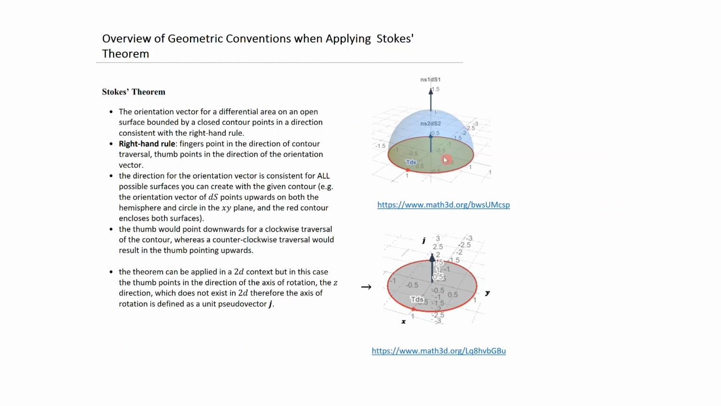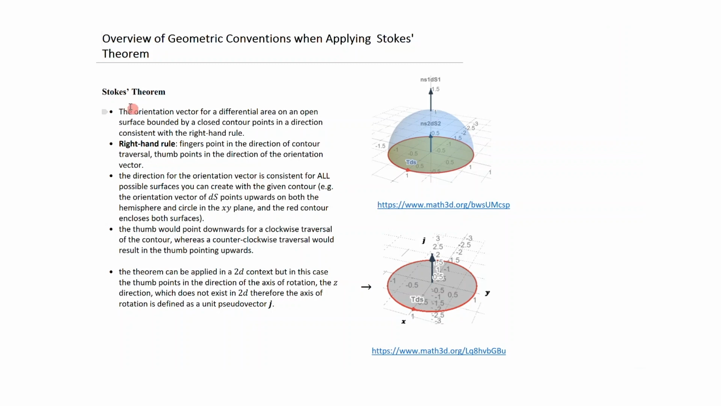The main thing to realize is that the differential surface area associated with the contour is determined by the right-hand convention. If you take the fingers of your right hand, point them in the direction in which you go around the contour, and the thumb points in the direction of the differential surface area vector. So for the planar case, it would be this arrow, and for the hemispherical case, it would be the arrow that you see here. Of course, it will change its orientation as you move back and forth along the hemispherical surface.